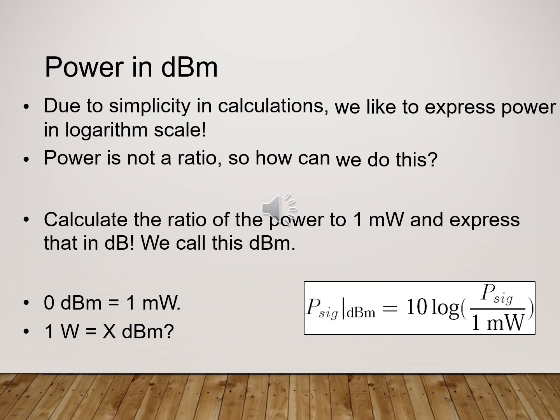In the previous lecture we also spoke about power in dBm. Due to simplicity in calculation, we like to express power in logarithmic scales. Power is not a ratio, so how can we do this? As I told you, calculate the ratio of the power to 1 milliwatt and express that in dB. We call this dBm. So as in these equations, it represents the power in dBm.